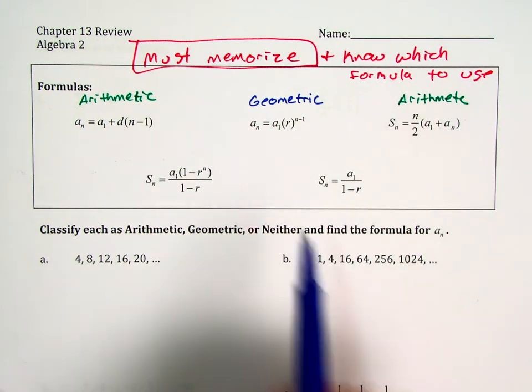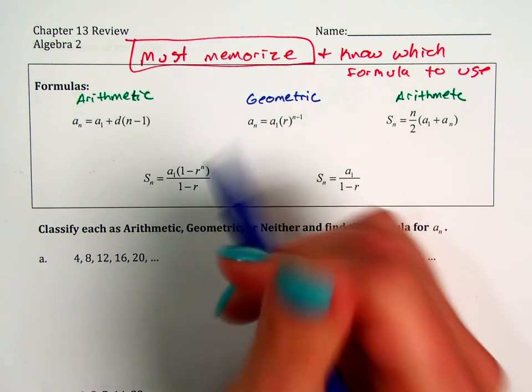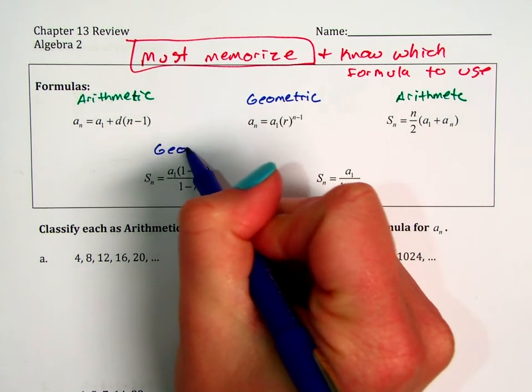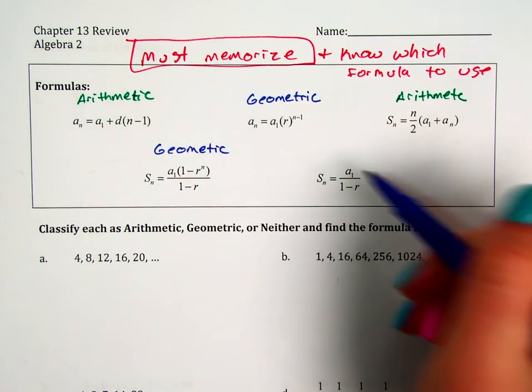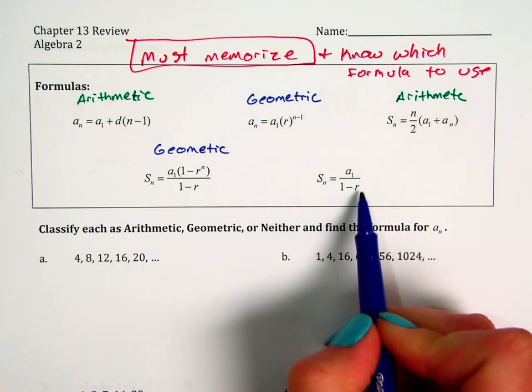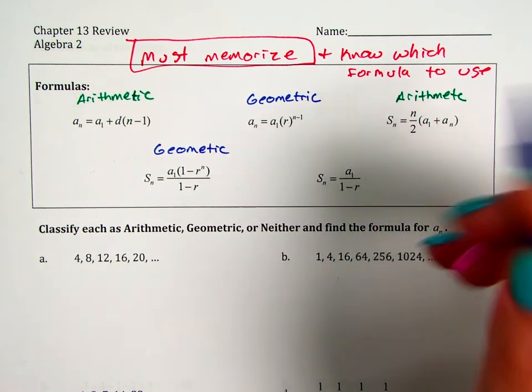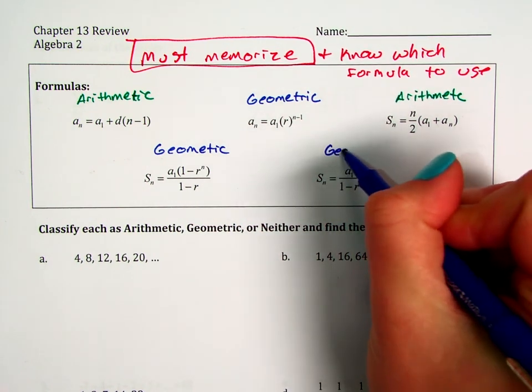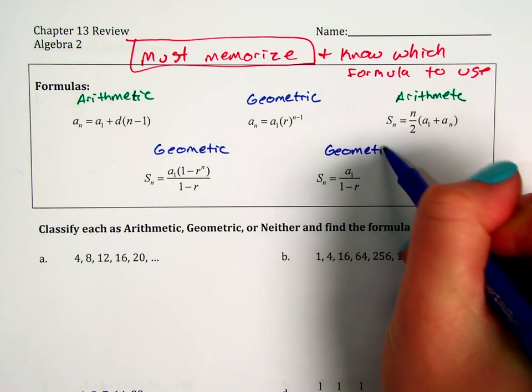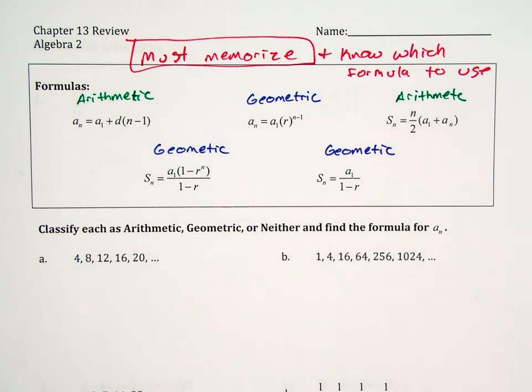Then when I look at this one, again, exponents are involved and the common ratio, so that tells me that this one is geometric. Now this one doesn't have any exponents, but again, there's that R there, which stands for common ratio, which means we're multiplying to get to the next thing, right? So this one would also be geometric. Now the question is, which one do I use when?